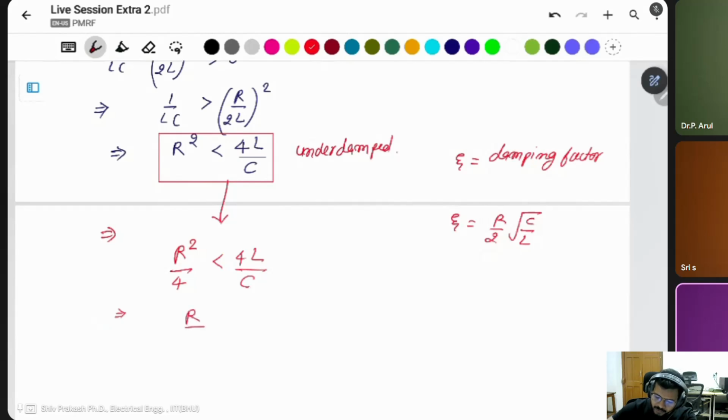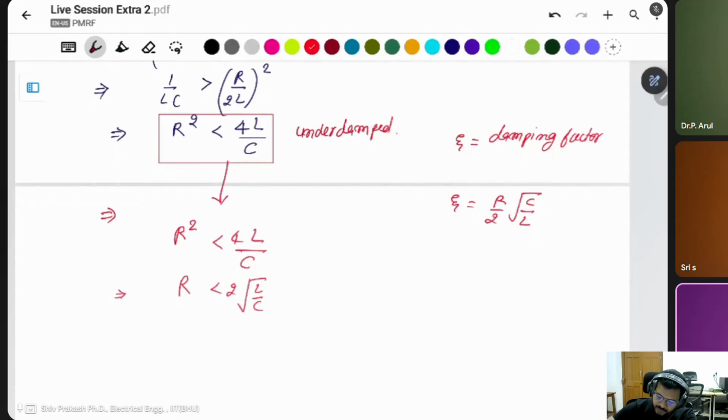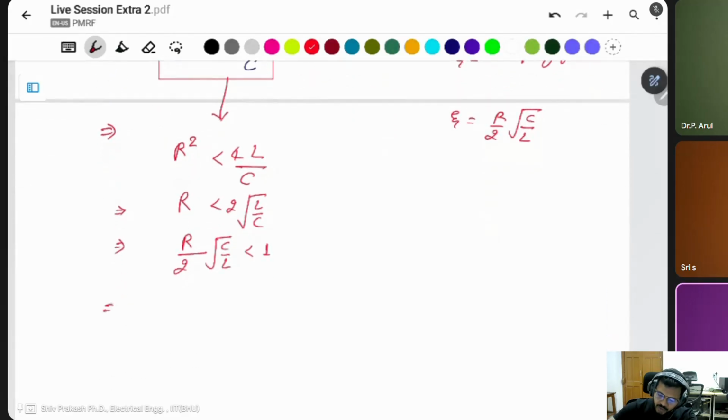This is the R. If you take R square, if this is 4L/C, then if you want to find R, it will be 2 root of L by C. We take everything on the left side. This will be R by 2 under root of C by L is less than 1. And now, this thing is zeta.